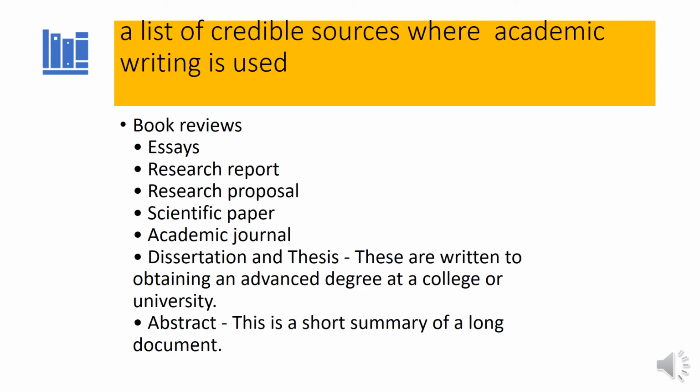Okay, moving to a list of credible sources where academic writing is used. Here in this slideshow, a book review is one of the credible sources where academic writing is used. You can also refer to a research report, research proposal, scientific paper or academic journal, dissertation and thesis. These are written to obtain an advanced degree at college or university. Or an abstract. This is a short summary of long documents. An abstract, usually in a journal article, is a short version of the academic work.